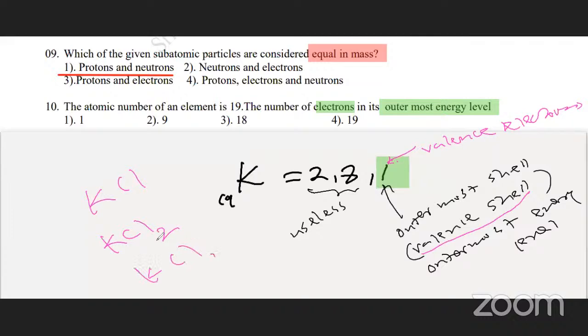So you can't write KCl2 or KCl3. What does that mean? The combining power would be 2 if you write KCl2, and 3 if you write KCl3. But potassium cannot form KCl2 or KCl3 because its combining power is 1. It can form only one bond. So those things are very important.